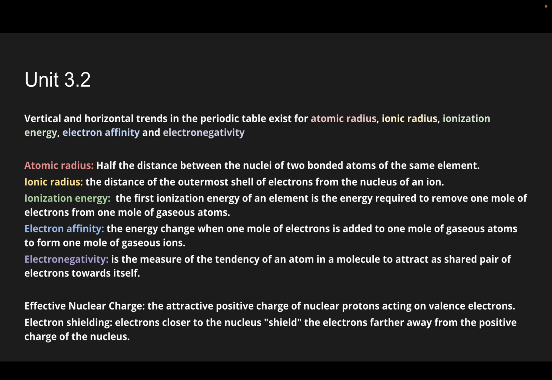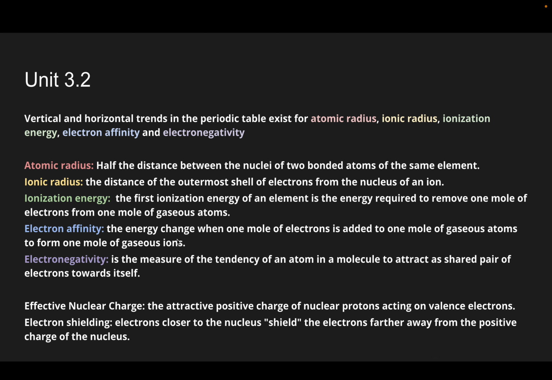So let's move to unit 3.2, and here is our understanding. Vertical and horizontal trends in the periodic table exist for atomic radius, ionic radius, ionization energy, electron affinity, and electronegativity. Here you can read the definitions, but we will cover them later in the presentation also. And I also wanted to add two definitions that are not in the understanding that IB gives us, but it's really important for you to know this.